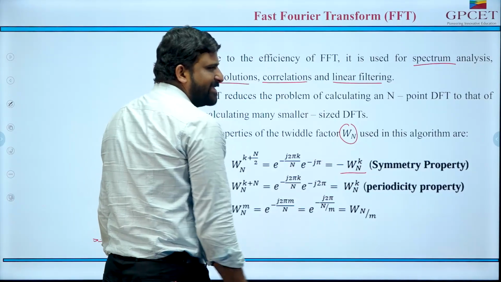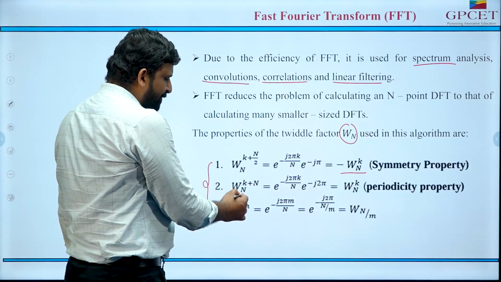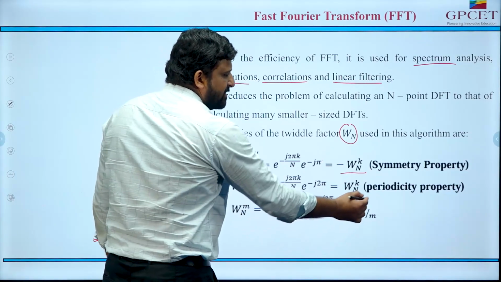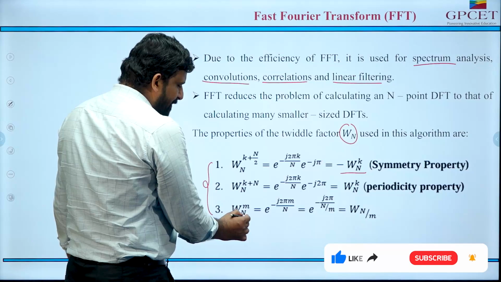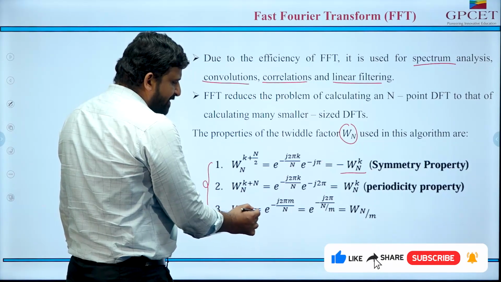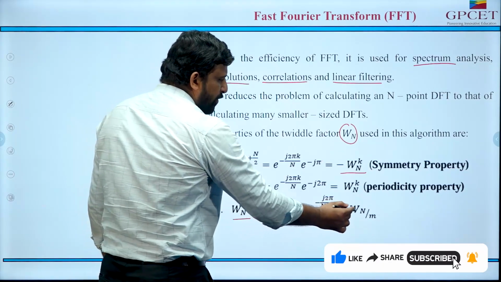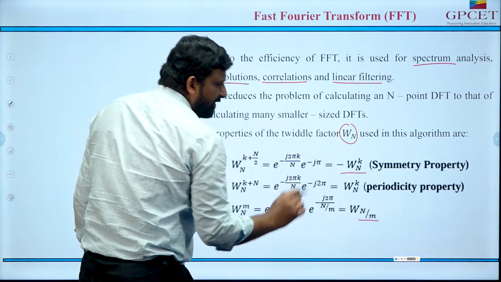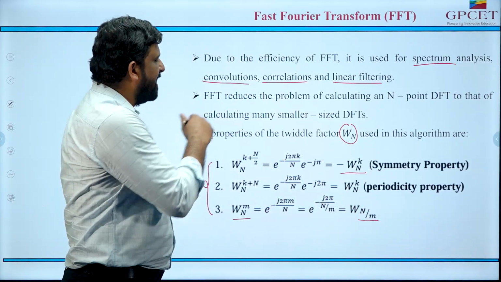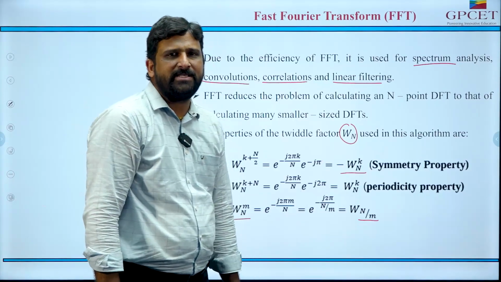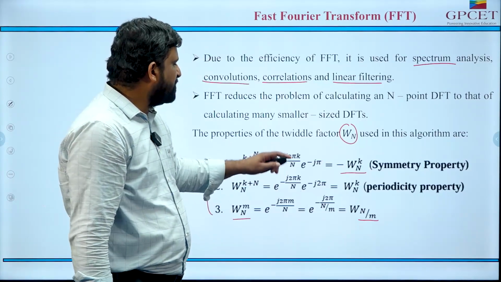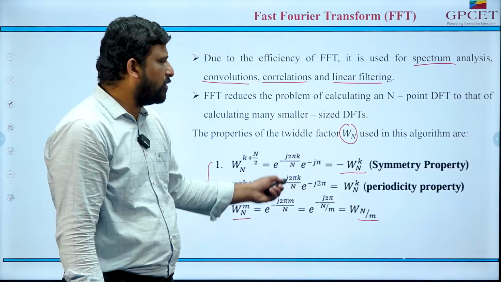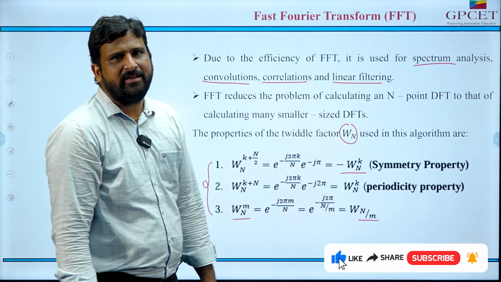This is said to be the symmetry property, and for the same, Wn to the power of k plus n is equal to Wn power k, which is the periodicity property. And this is the main thing: Wn to the power of m can be written as W to base n by m. So this is the main property, we need to keep it in mind. With the help of these three properties, we will solve the values present in the twiddle factors. We'll see in the upcoming slides how we are going to solve these particular twiddle factor values.